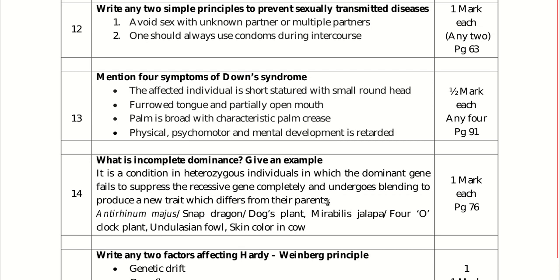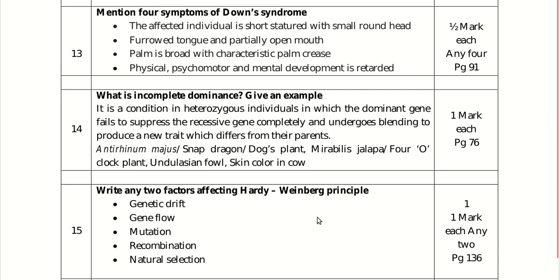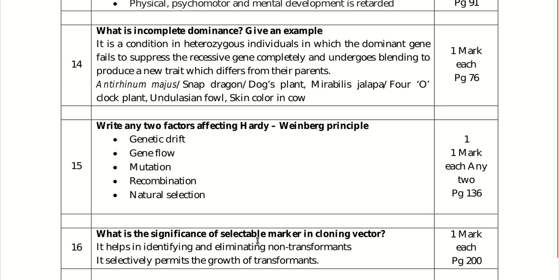Write any 2 factors affecting the Hardy-Weinberg principle: genetic drift, gene flow, mutation, recombination, and natural selection. Any 2 of these you can write. What is the significance of a selectable marker in cloning vectors? Selectable markers help in identifying and eliminating non-transformants. The selectable marker also selectively permits the growth of transformants.